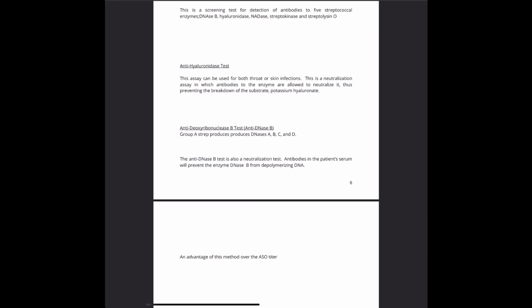Antibodies in your serum will prevent the enzyme DNase B from depolymerizing DNA. So the presence of DNase is measured by its effect on DNA methyl green conjugate. This complex is green in its intact form, but when it's hydrolyzed by DNase, it is reduced and becomes colorless. So an advantage of this method over the ASO titer is the stability of the reagents. DNase B enzyme can be stored for 2 to 3 months, whereas ASO reagents have to be used within 8 hours.